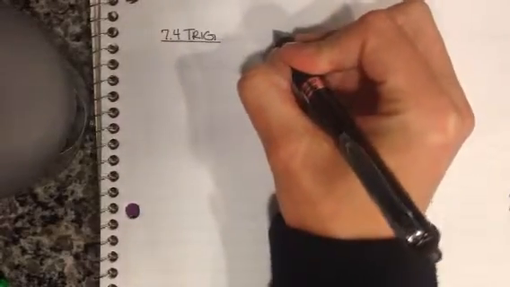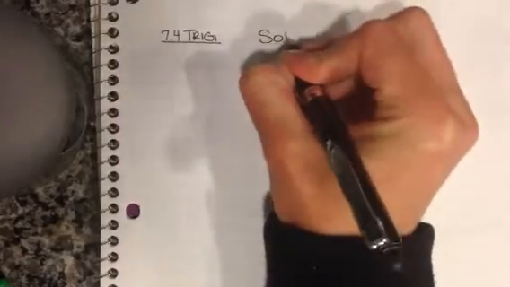Okay guys, I'm going to show you some examples for 7.4 trig. I'm going to break this up into two videos because there's two different parts that you're going to use. So the first thing is just setting up your trig ratios. That's when you use SOHCAHTOA.